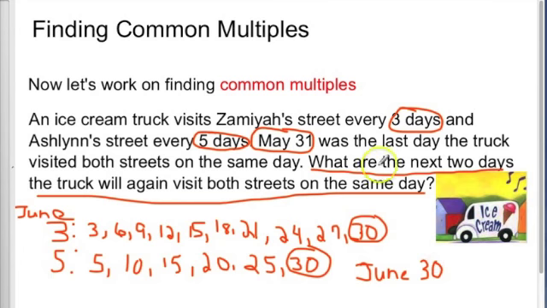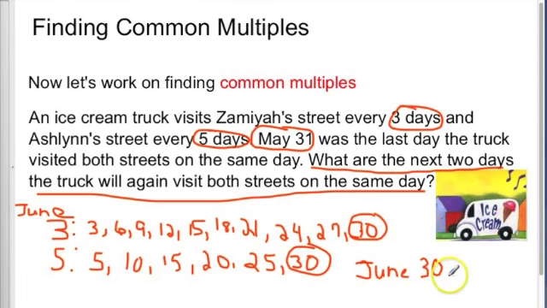My question asks, what are the next 2 days the truck will visit both streets on the same day? So if I wanted to find another day that they would visit, I would do the same thing. I would start with June 30th thinking that I need to go to my next month, which will be July, and I would skip count again for July, and then I can see what the next days would be. So on June 30th, Zamaya Street and Ashland Street will have the pleasure of receiving ice cream from the ice cream truck.